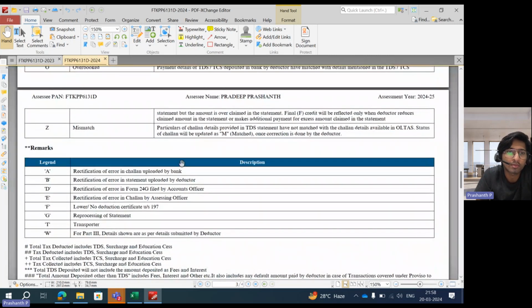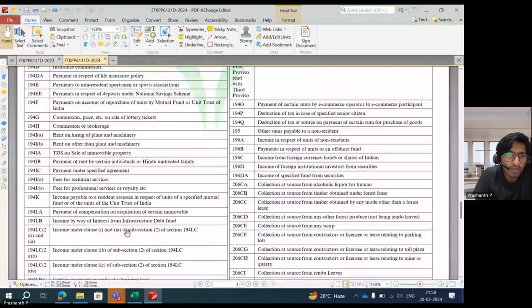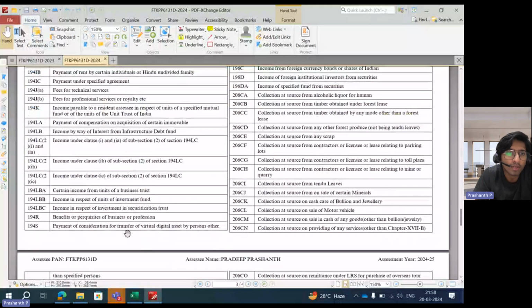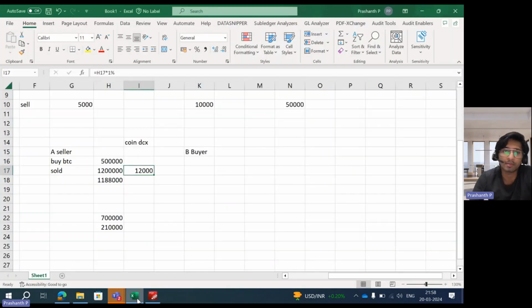Let's come down. Yeah. Payment of consideration for transfer of virtual digital asset by person. Right? Okay. Now let's come back to this example.